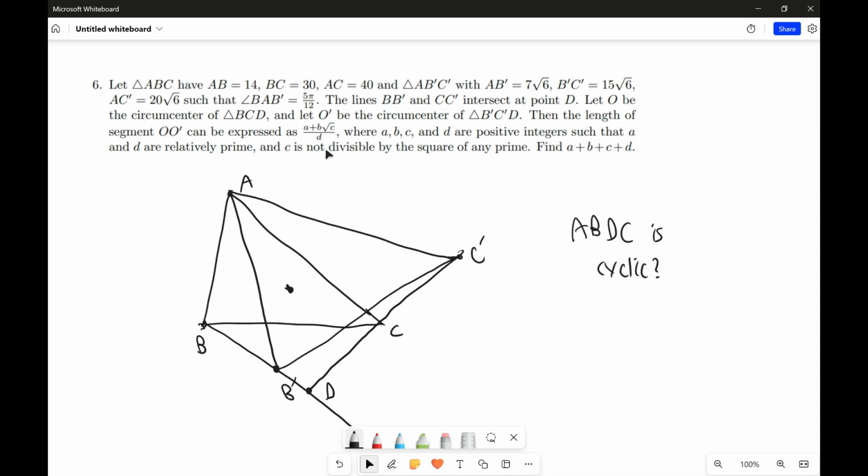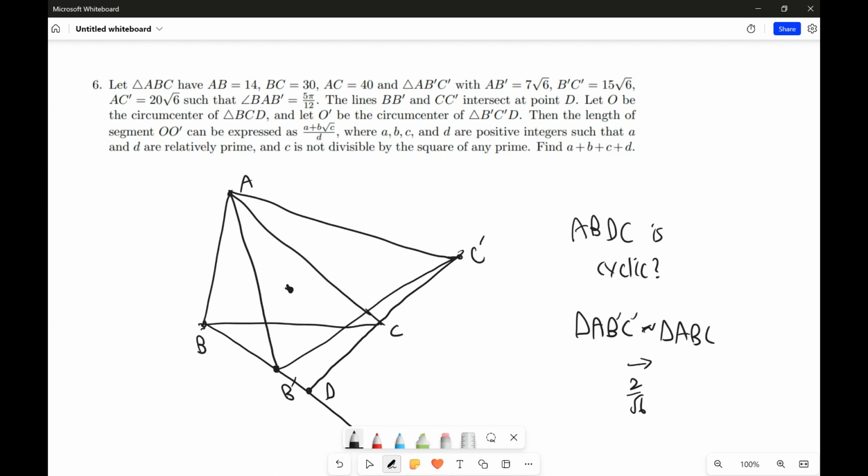Well, we might note that triangles ABC and AB'C' are similar, and we could notice this because 14 to 7 is 30 to 15 and is equal to 40 over 20, and we have a square root of 6 in front everywhere else. So triangles AB'C' and ABC are similar. And the ratio of similarity is that you multiply by 2 over root 6 to get from AB'C' to ABC.